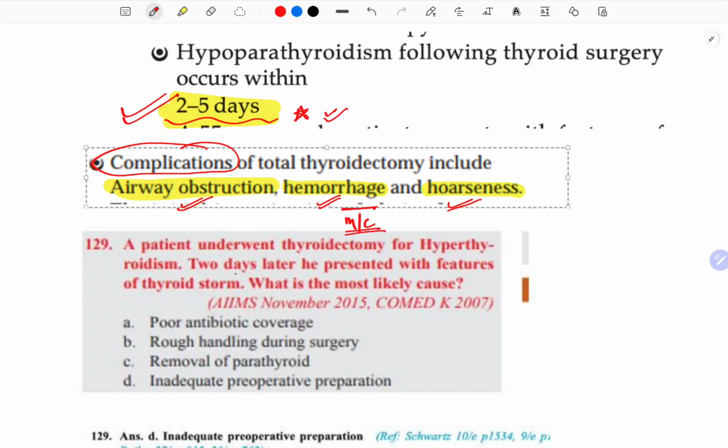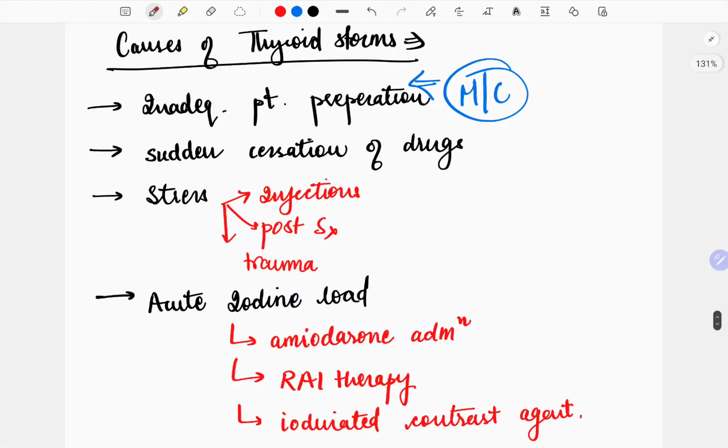And next question, a patient underwent thyroidectomy for hyperthyroidism. 2 days later, he presented with features of thyroid storm. What is the most likely cause? Now, this is a very important topic, thyroid storm, not only under the surgery but also under the medicine section. There they mostly ask about the drugs or the treatment plan. Here, in the surgery section, they mostly ask about the causes.